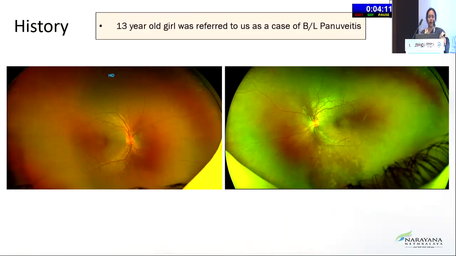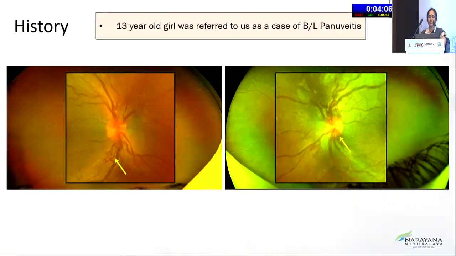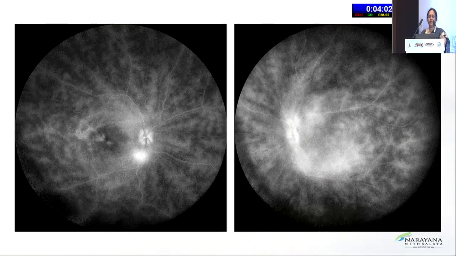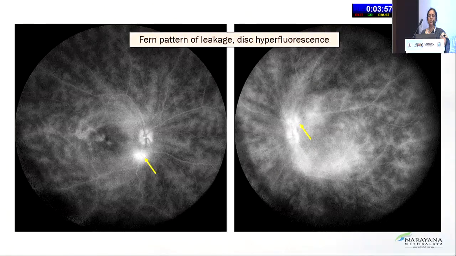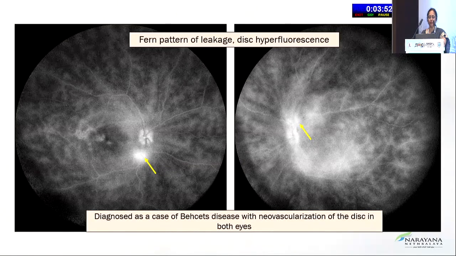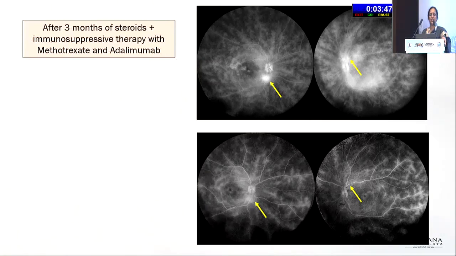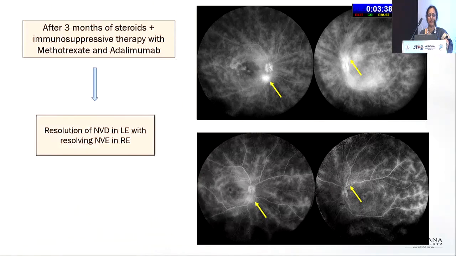The next case is a 13-year-old girl referred as a case of bilateral panuveitis, where we could see neovascularization on the disc in the left eye. Here we see disc leak, diffuse perivascular leak with neovascularization, a fern pattern of leakage with disc hyperfluorescence, diagnosed as Behçet's uveitis. This child received systemic steroids and immunosuppressive therapy with methotrexate and injection adalimumab, following which we could see resolution of the inflammation and disappearance of the new vessels in both eyes.